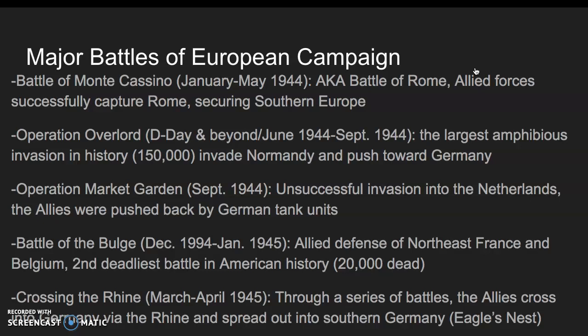Operation Market Garden, September of 1944, is an unsuccessful invasion into the Netherlands, trying to circumvent Germany, go around them, and attack them from a weaker part of the north. The Allies are going to be pushed back by German tank units.